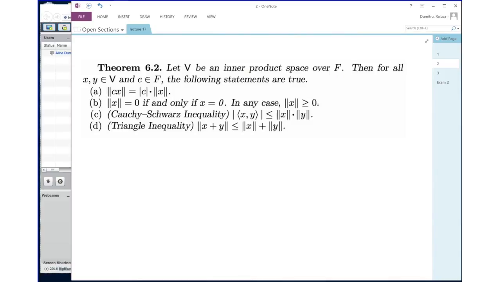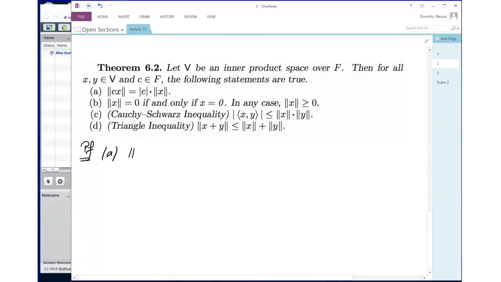Let's look at the properties that the norms have in general. And if you want to make more sense of this, you can think about vectors, right? The length of a vector, if you have a scalar times a vector, you can always pull out the absolute value of the scalar out of the length. You can factor it out. And that's exactly what part A is saying.